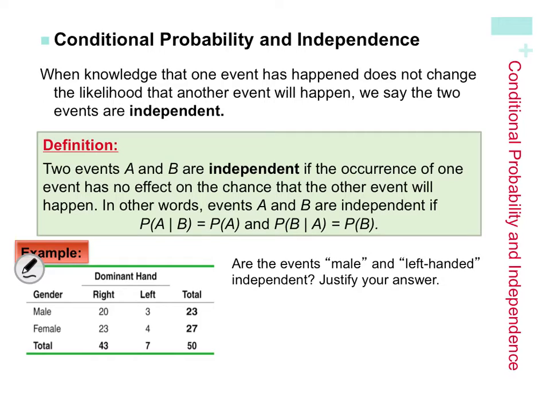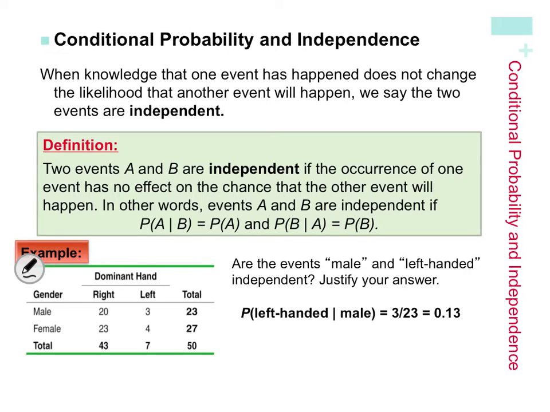So here's a quick example to demonstrate that. Is there a relationship between gender and handedness? To find out, we use Census at School's random data selector to choose an SRS of 100 Australian high school students who completed a survey. The two-way table displays data on the gender and dominant hand of each student. So the question is, are the events male and left-handed independent? Let's justify our answer.